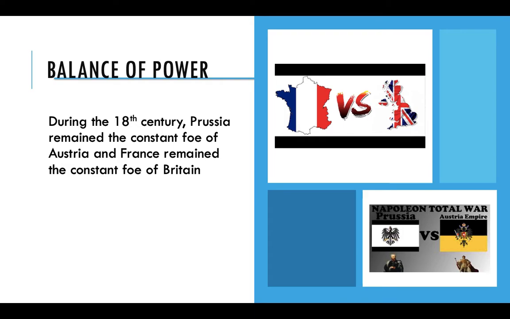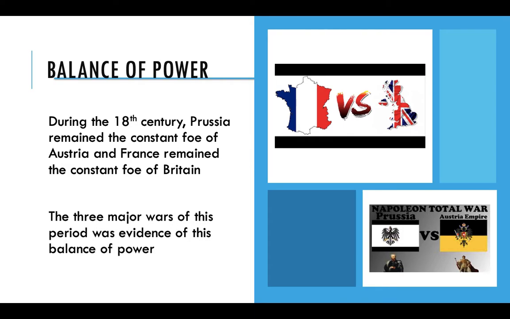So obviously, Prussia and England are not going to let that happen. So Prussia and England unite to try to fight against France and Austria to make sure everybody stays in their own neutral corners and no one nation becomes sovereign over all of Europe. This is what's called the Grand Alliance. Now, the three major wars of this period were evidence of this balance of power. So 3 wars were fought during the 18th century, and they were all fought between this alliance, the Grand Alliance. It was all fought over this.